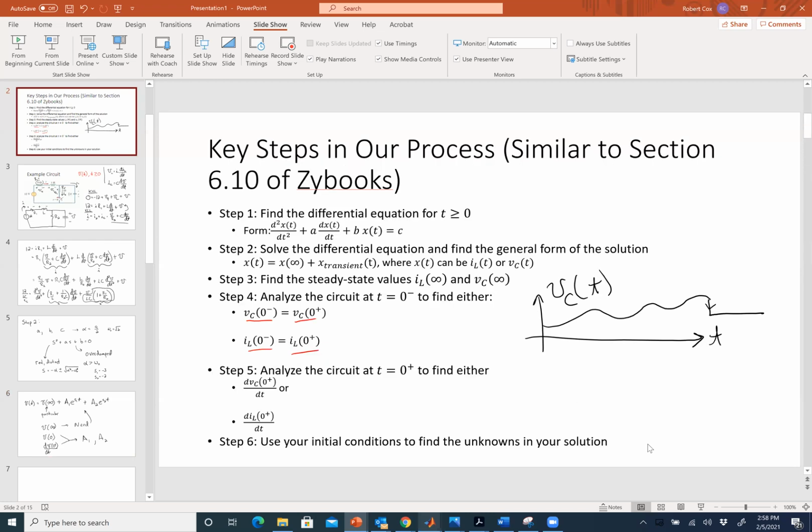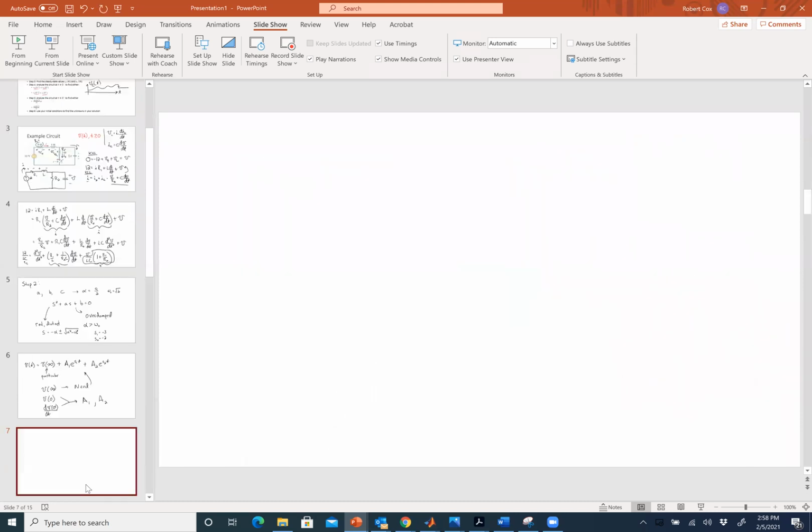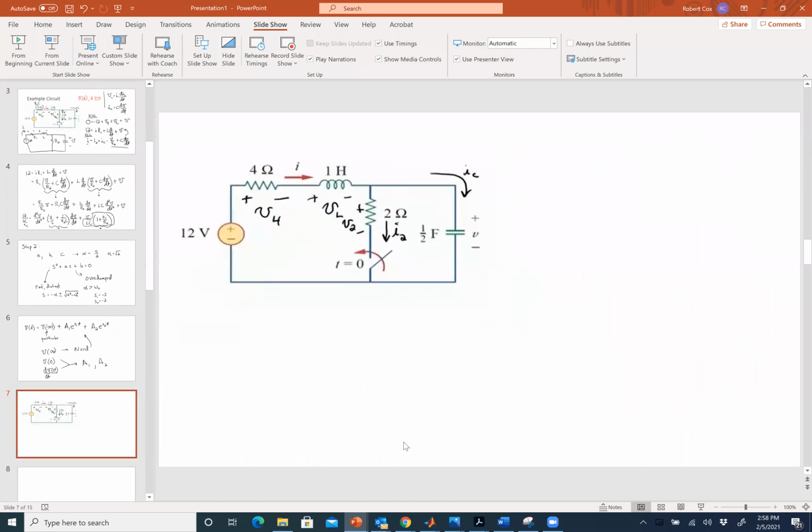So our step 3 is to find the steady state values for the inductor current and the capacitor voltage. I really just need it in this case for the capacitor voltage, but I want to do it for both of them. So there's my circuit here. What do I do in this case? I'm trying to find the final value of the capacitor voltage. What are the assumptions I make here? It's in steady state. So what do I know about my capacitors and inductors in a steady state situation? Capacitor acts like an open circuit and inductor acts like a short, right?